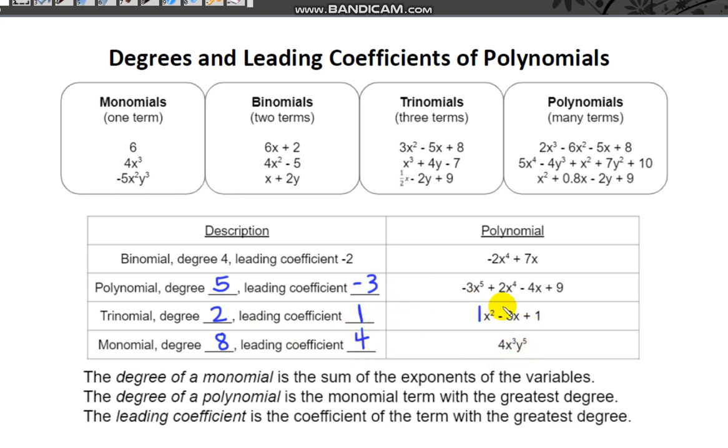Okay, so in summary, the degree of a monomial is the sum of the exponents. The degree of a polynomial is going to be the degree of the term with the highest degree. So that's going to be 5 in that case. The leading coefficient is just the coefficient that's in front of the term with the highest degree. Okay.